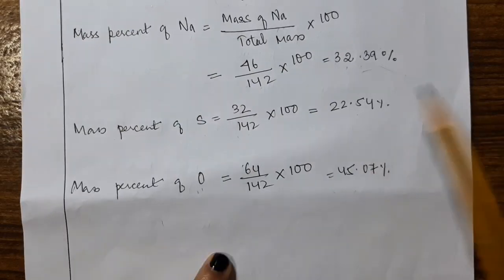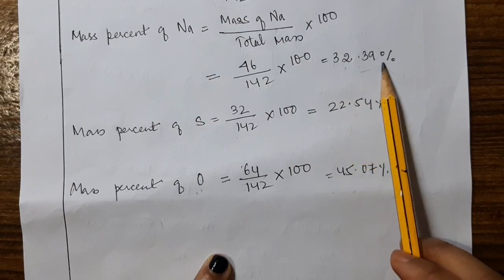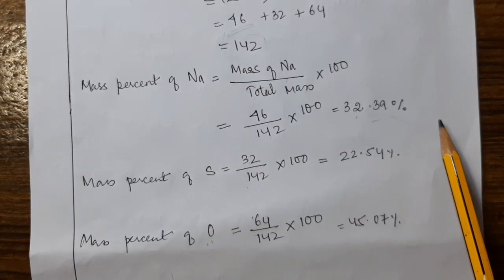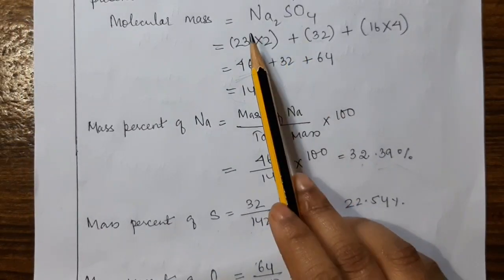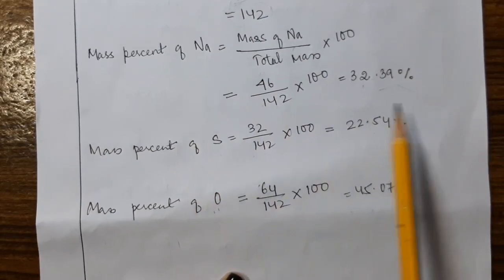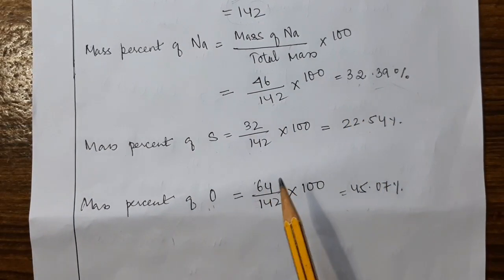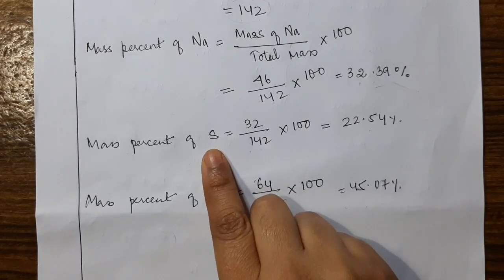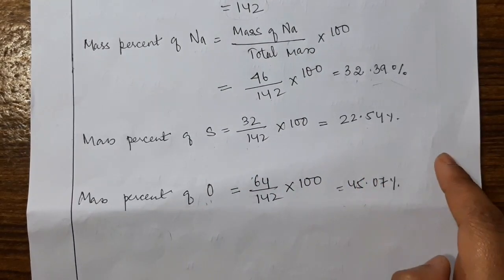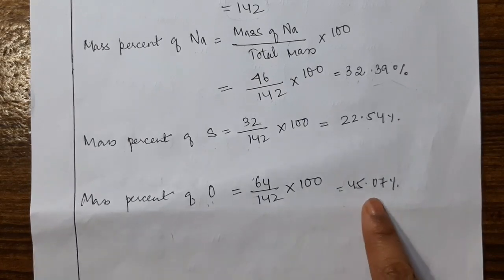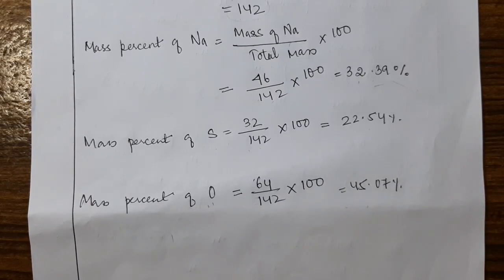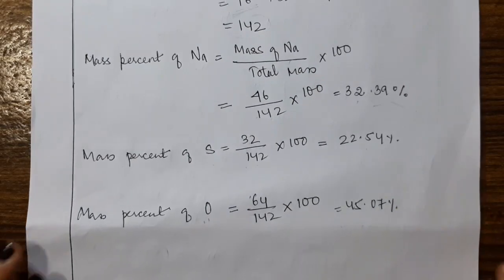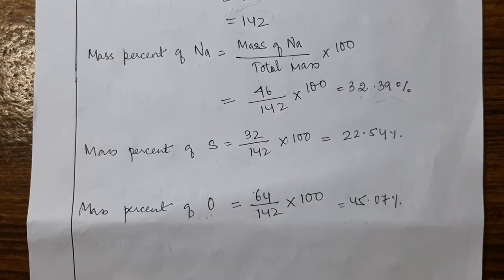It means that 32.39% means in 100 grams of this compound Na2SO4, the sodium present is 32.39 grams. The amount of sulfur present is 22.54 grams. The amount of oxygen is 45.07 grams in 100 grams of the compound. So that is the meaning of mass percentage, and that's how you find out the percentage composition.